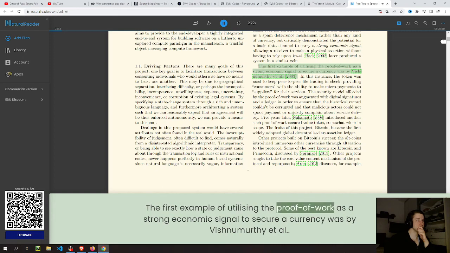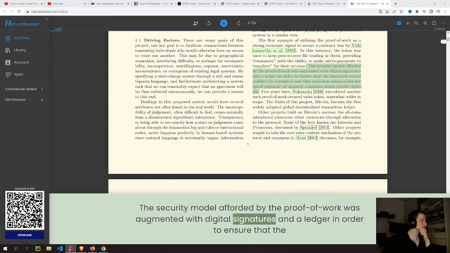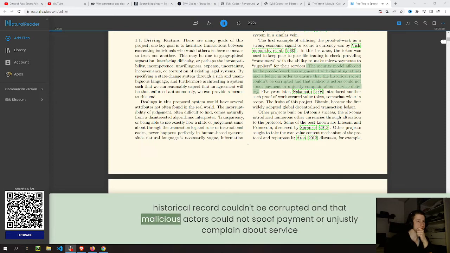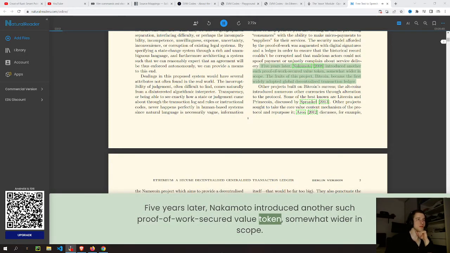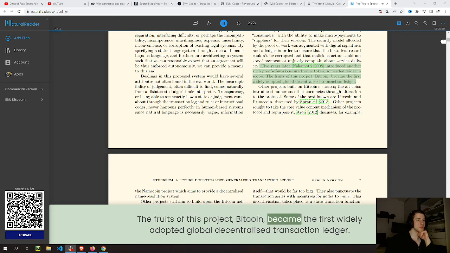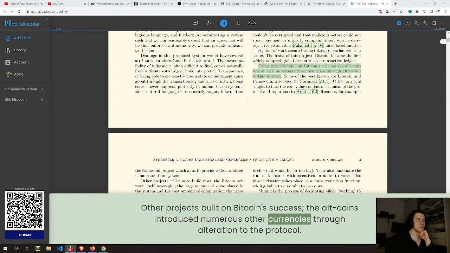The first example of utilizing the proof of work as a strong economic signal to secure a currency was published et al. In this instance, the token was used to keep peer-to-peer file trading in check, providing consumers with the ability to make micropayments to suppliers for their services. The security model afforded by the proof of work was augmented with digital signatures and a ledger in order to ensure that the historical record couldn't be corrupted and that malicious actors could not spoof payment or unjustly complain about service delivery. 5 years later, Nakamoto introduced another such proof of work secure value token, somewhat wider in scope. The fruits of this project, Bitcoin, became the first widely adopted global decentralized transaction ledger. Other projects built on Bitcoin's success. The altcoins introduced numerous other currencies through alteration to the protocol.